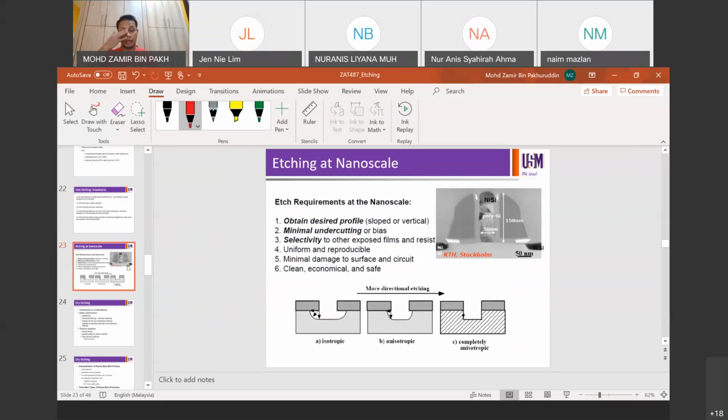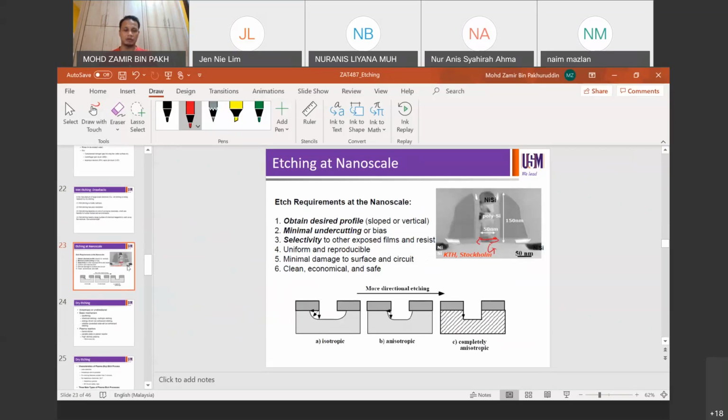Okay, wet etching, etching at nanoscale. One example, etch requirement at nanoscale. If you're talking about something that small, for example, a polysilicon width of 50 nano, polysilicon you can also call a gate. Usually the gate is made out of polysilicon or metal, right? Well, normally now polysilicon.